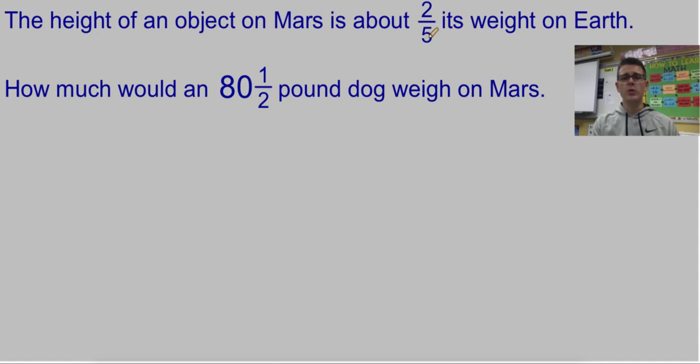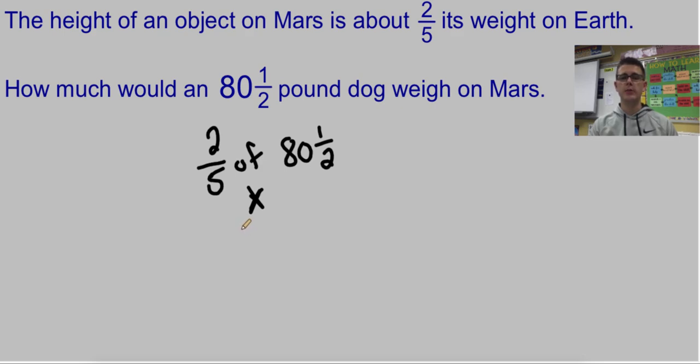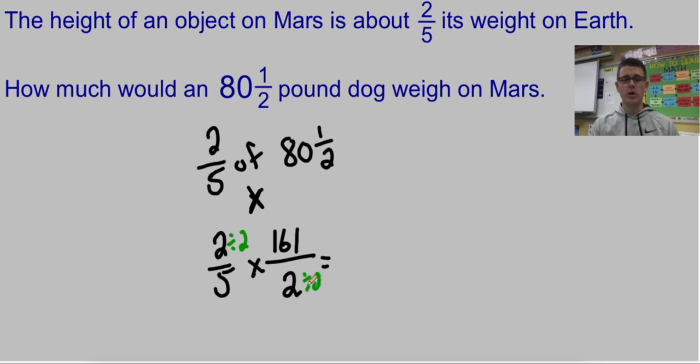Well, its weight is about 2/5 of what it is on Earth. So that word of is kind of a key. We want 2/5 of 80.5. That word of is really code for multiply. When you want a fraction of something, it really just means multiply times that fraction. So I want 2/5 times, in this case, 2 times 80 is 160, plus 1 is 161/2. Now I'm going to cross simplify. In this case, there's not a whole lot I can do. I can divide those each by 2. So I get 161 over 5.